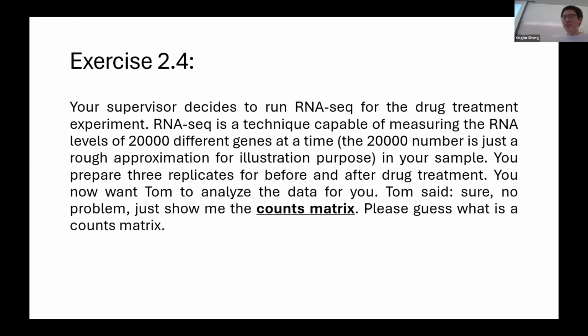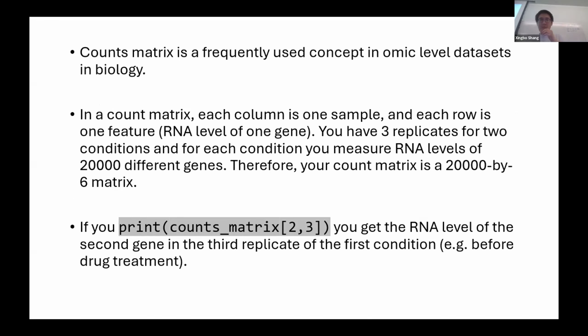So just have 10 seconds to guess what a count matrix will look like. I mean, it's a matrix. So first, it's not something made up by me randomly to show you the importance of matrices. A count matrix is a frequently used concept in omics level datasets in biology. So in a count matrix, each column belongs to one sample, and each row belongs to one feature measured by the experiment.